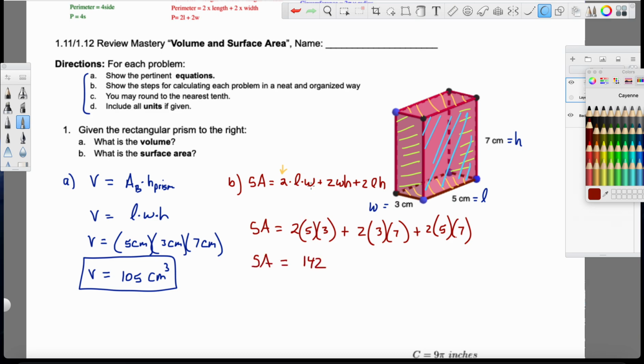Now, we're going to do all these units. We're doing centimeters times centimeters. So our unit's going to be centimeters squared for surface area. Okay?